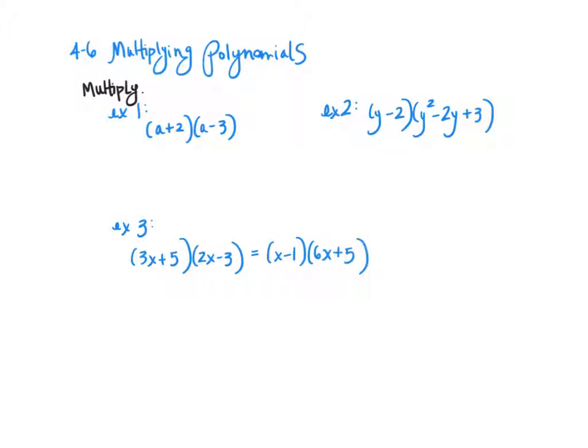In section 4.6, we're going to be multiplying polynomials. And so what does that mean? Like in example 1, you have a binomial, 2 terms, times another binomial, another 2 terms. In example 2, you have a binomial times a trinomial. So how do we do this?